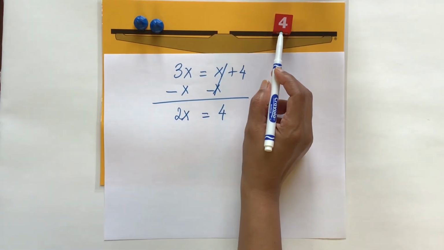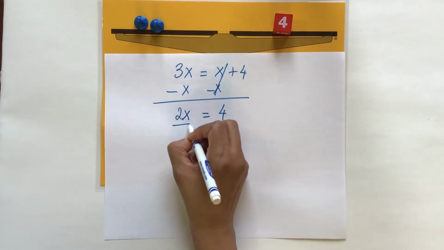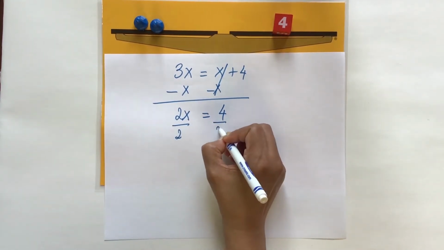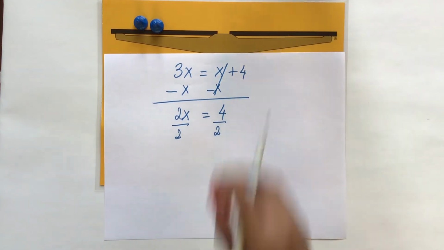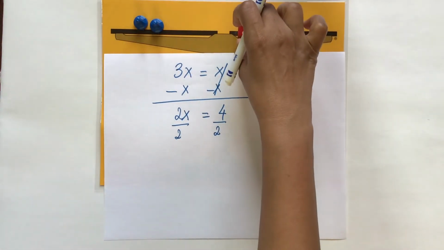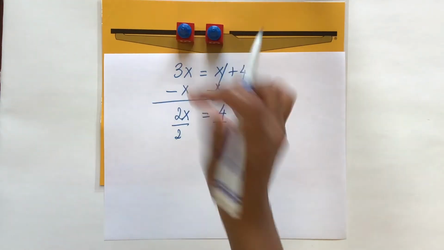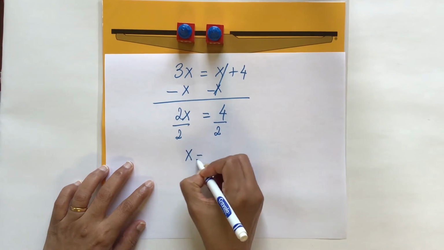The next step is to divide the 4 among the two blue pawns. So let's go ahead and divide it by 2 on both sides of the equation. Swapping the 4 as 2 plus 2. Now you can see each pawn takes on the value of 2. So therefore, x is equal to 2.